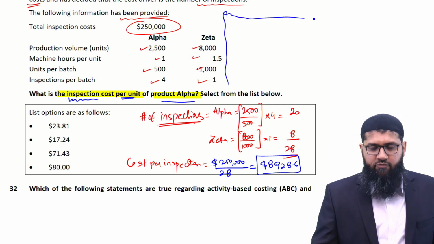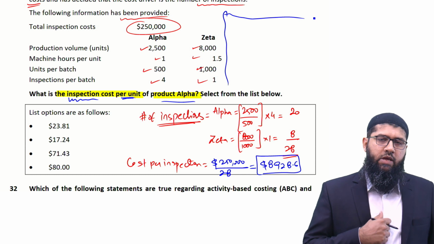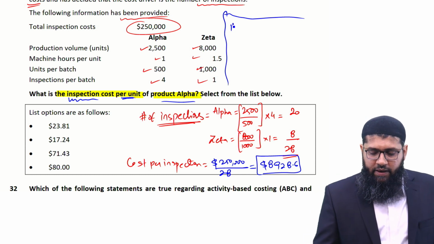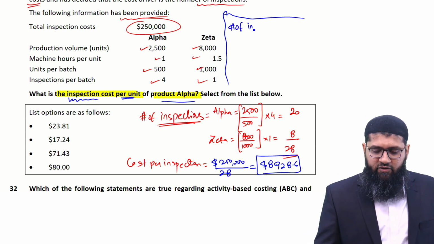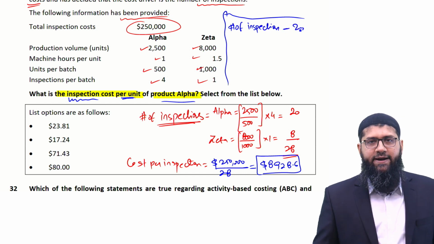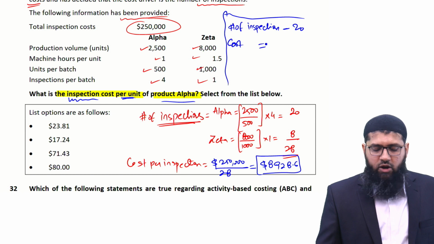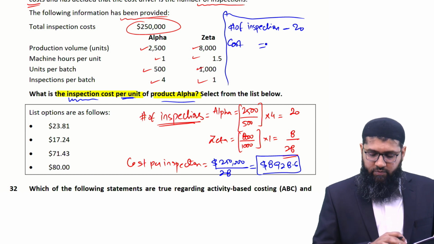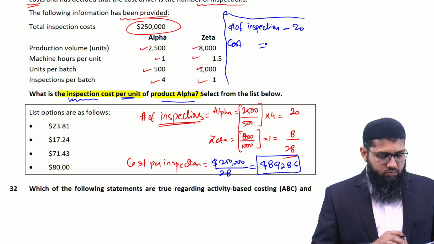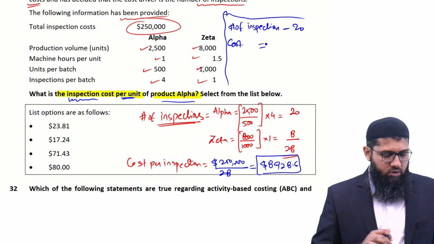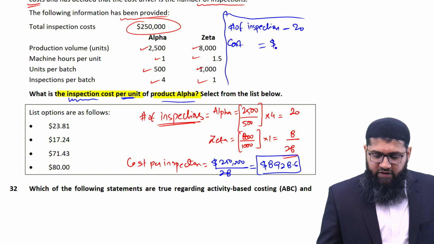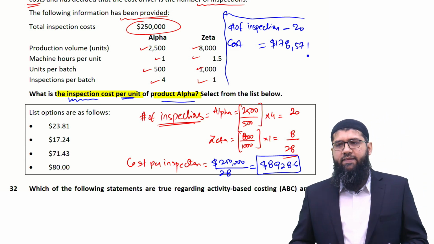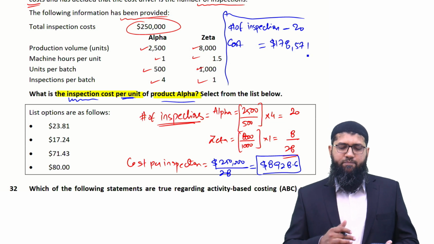We would say, okay, we know the cost per inspection. Now we need to see the number of inspections for alpha. And we know it's 20. The total cost for this number of inspections is 178,571.